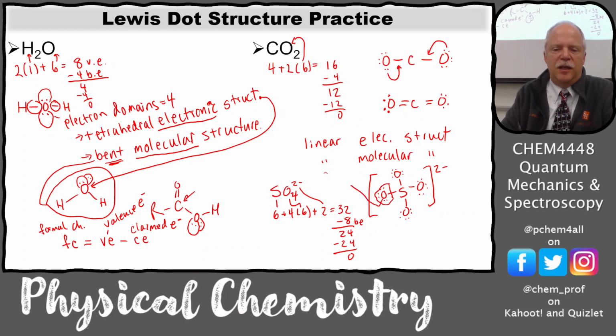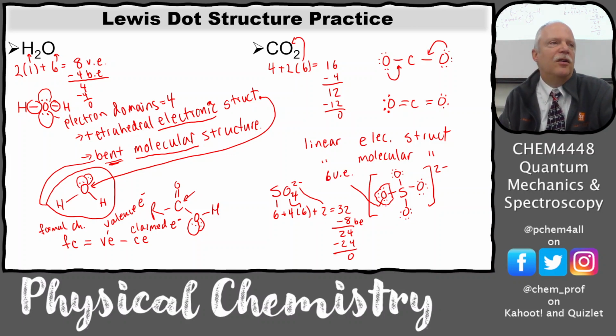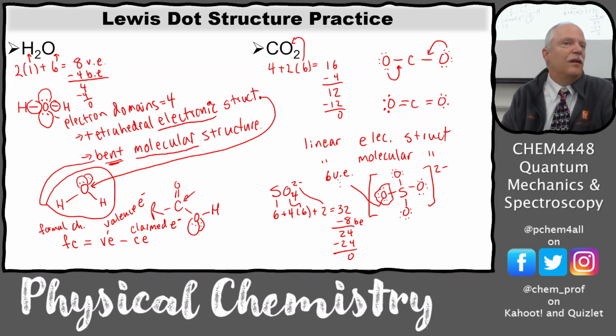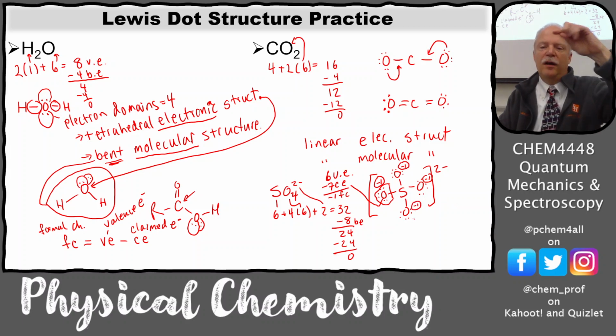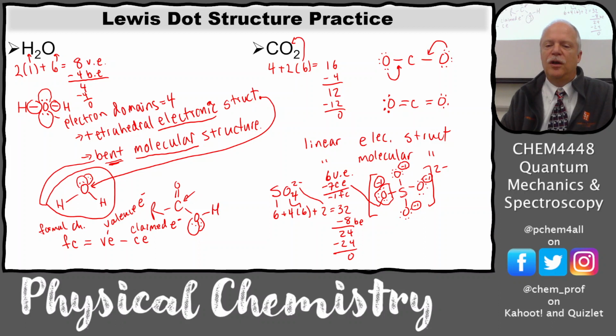Okay, so this oxygen comes in with 6 valence electrons, but how many can it claim? If you look at everything in that circle, it's claiming 7, because it's splitting that bond in half. So that's minus 7 claimed electrons. So it's a minus 1 formal charge. So that type of oxygen has a formal charge of minus 1. Everybody got that? And all 4 of those oxygens are the same type. They're all minus 1. So that's quite a large distribution of charge in that molecule.